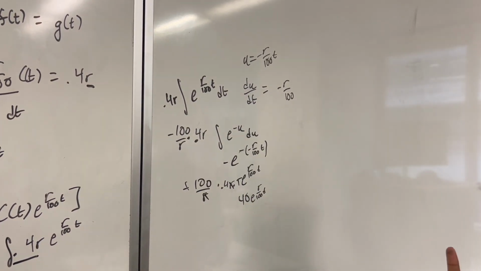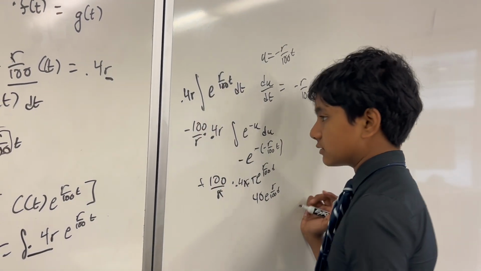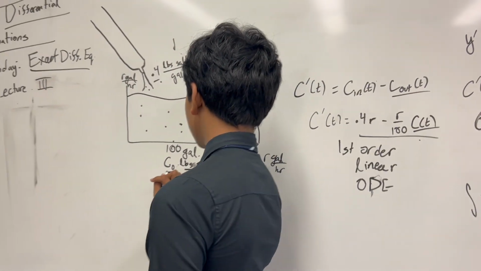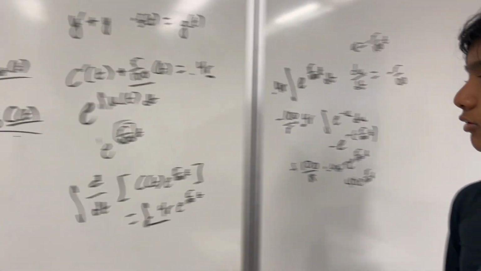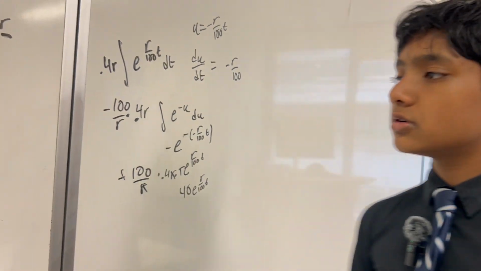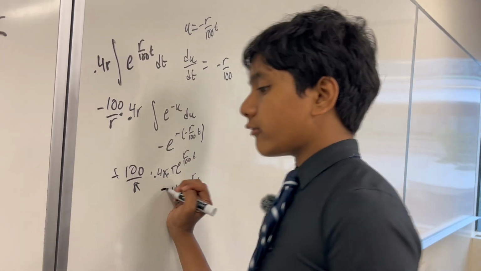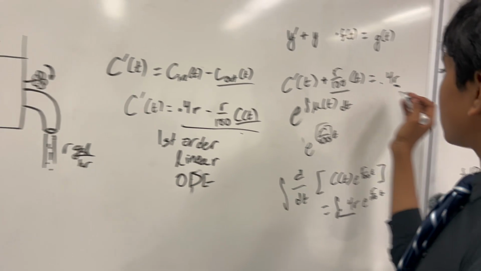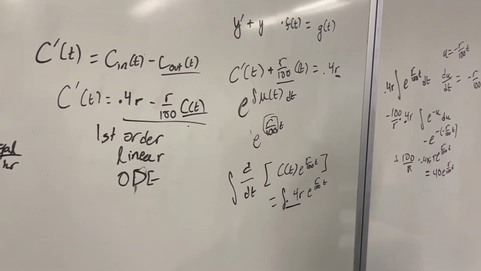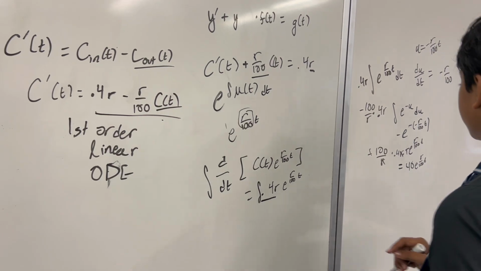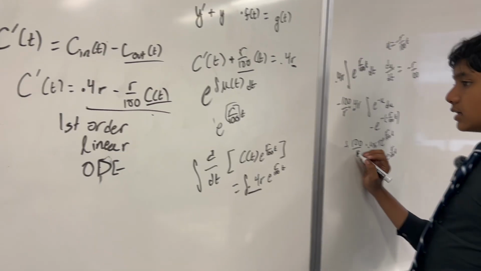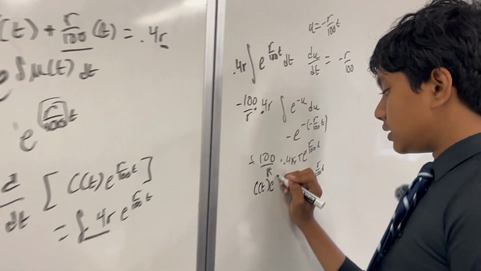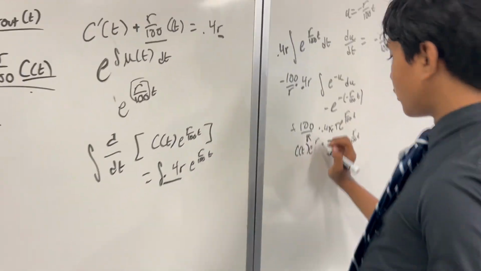And then what else do we get? The thing is, once we integrate, we get a constant. That constant is related to the initial concentration, but we're not going to take that into consideration as of now. And now all we have on the other side is just what? Where was it? Aha, okay. So this is just going to be c of t times e to the r over 100.